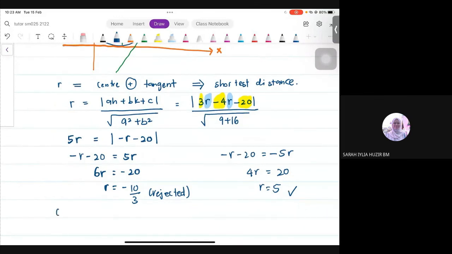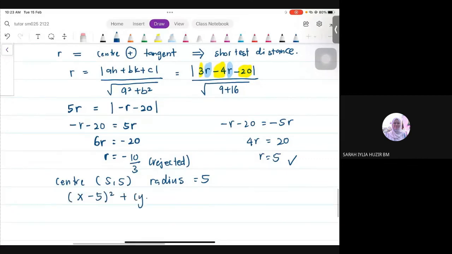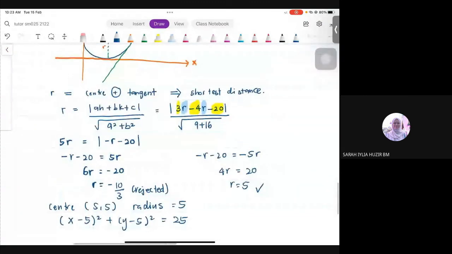So we can conclude now. Center would be (5, 5). Radius would be 5. Teruslah masuk dalam equation. So (x minus 5) squared plus (y minus 5) squared equal to r squared. So equal to 25. Soalan tak ada cakap nak general ke nak standard. So tinggal dalam standard pun tak salah. Tapi kalau nak extra sikit awak nak cari, nak kasih juga general, expand je lah. Dapat lah.